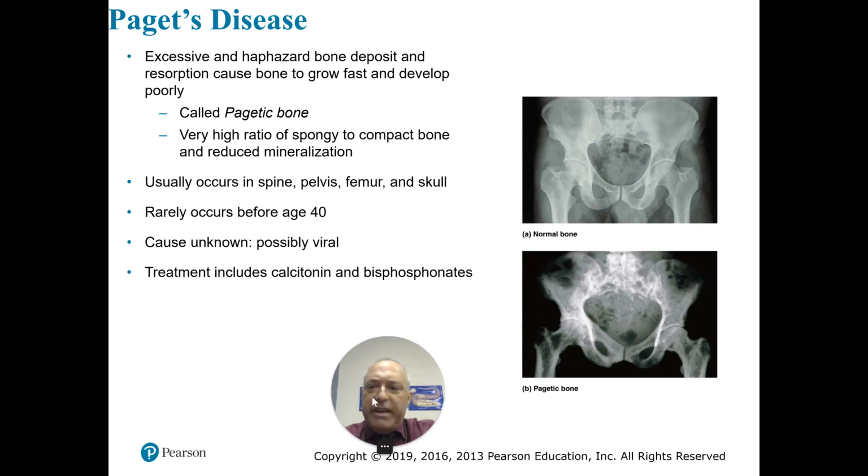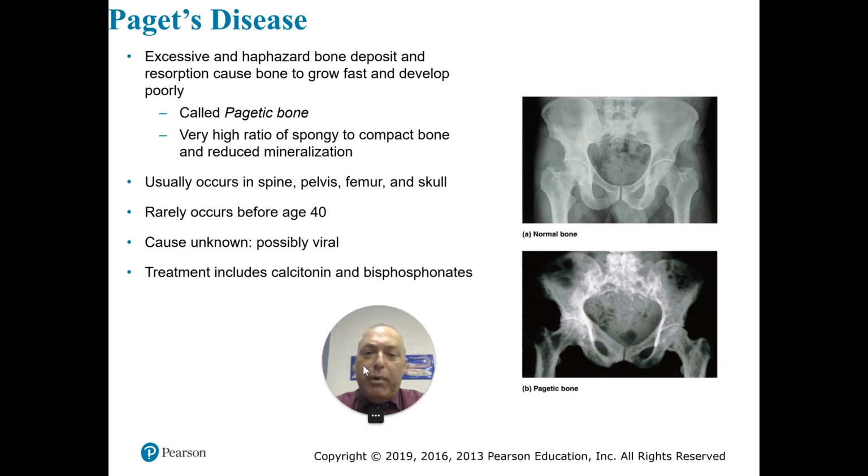Then there is Paget's disease. This is excessive and haphazard bone deposit and reabsorption that cause bone to grow fast and develop poorly. So it's a very high ratio of spongy to compact bone and reduced remineralization. So there's more reabsorption. Usually it occurs in the spine, the pelvis, the femur, or the skull, and it's usually after 40. The cause is unknown, maybe viral, and the treatments would include calcitonin and bisphosphonates.